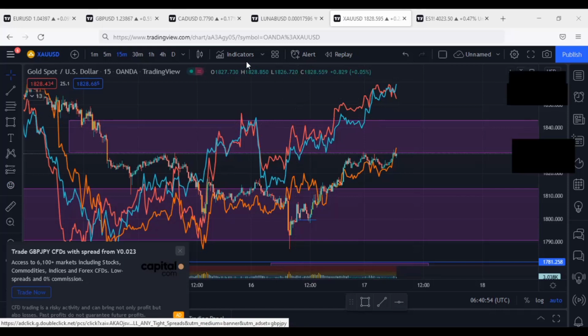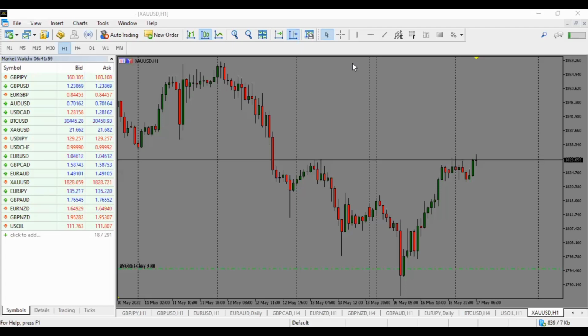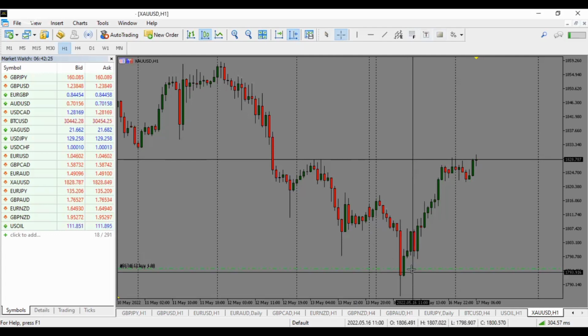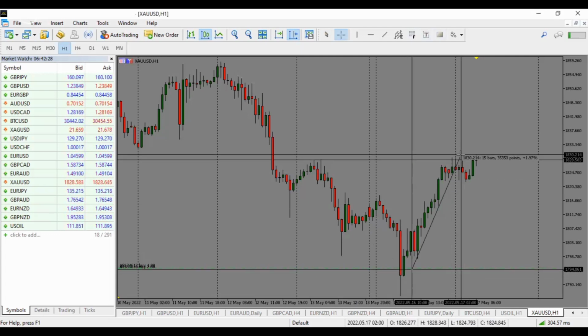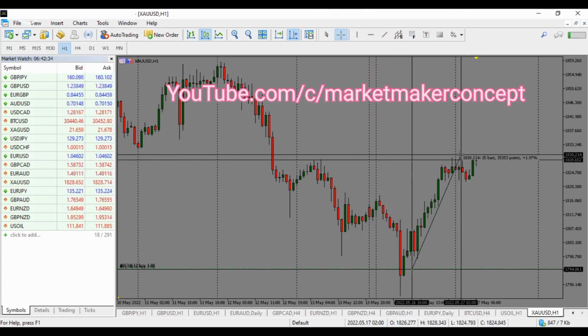Let me show you the real charts. As you can see, this was our entry, and we are still holding it. We are going to take some profits very soon because it's getting to a place where we are going to see some little retracement. We have 1 and 2 lot sizes mixed together. So this is a total of 35,353 points, which is 353 pips.